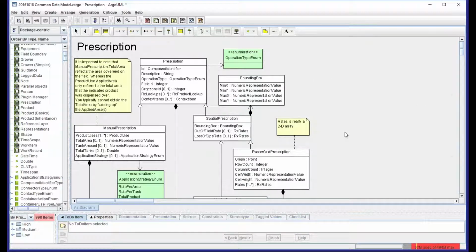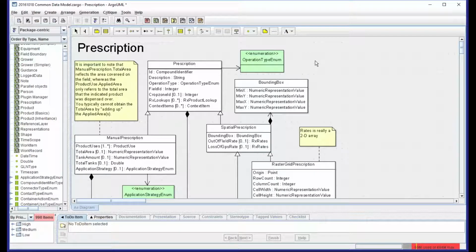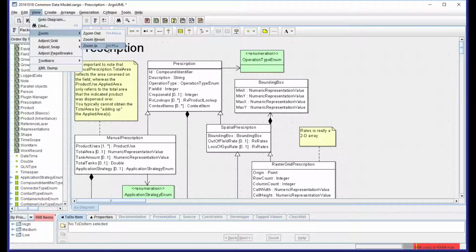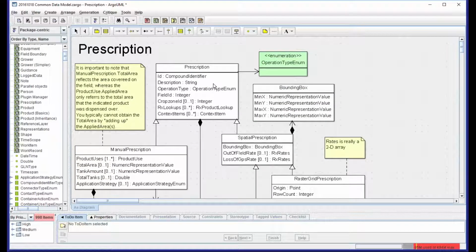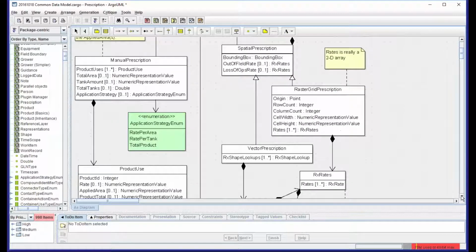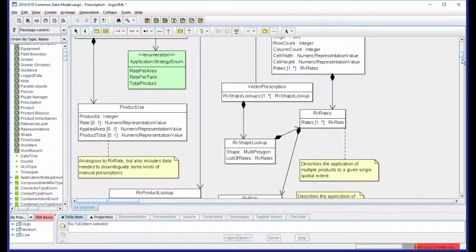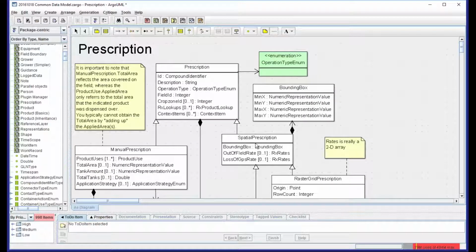So this shows us a UML class diagram with all of these things in it, and perhaps I can zoom in a little bit more to make it easier to see this. So we had our prescription. We had the manual prescription that we talked about with product use and application strategy and so forth. But now let's look at spatial prescription. That's the other child class of prescription.